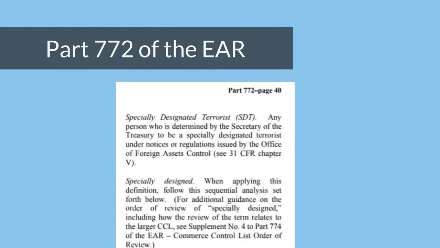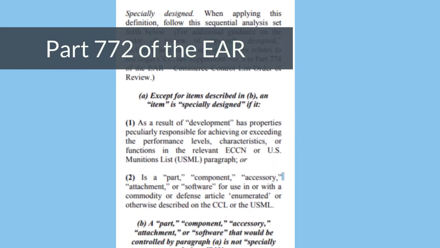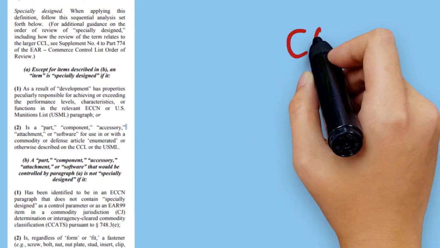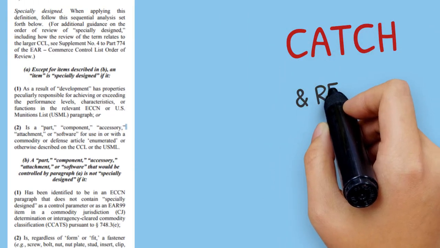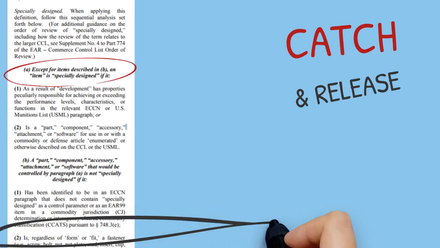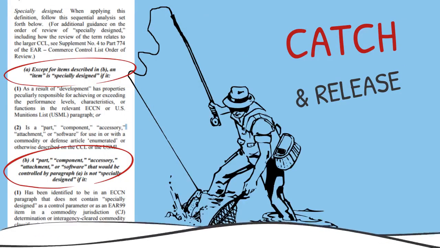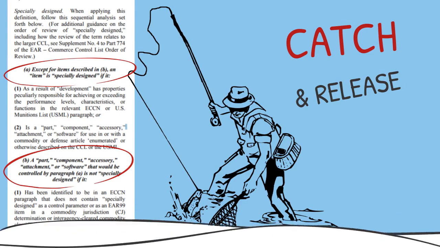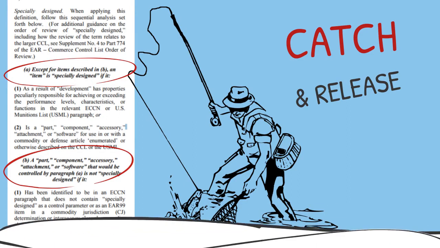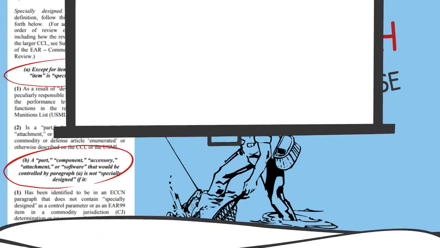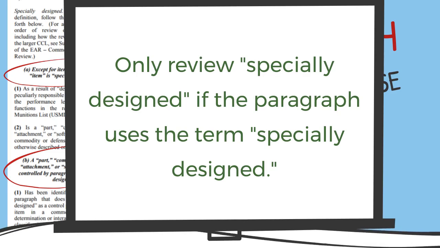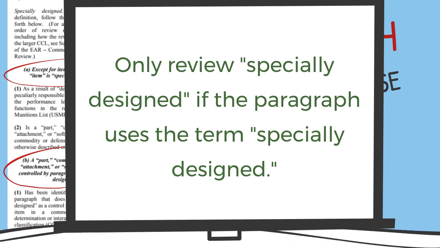The definition of specially designed is found in Part 772 of the Export Administration Regulations. It's based on a catch and release construct. We establish broad catches under Paragraph A and specific releases under Paragraph B. This structure utilizes explicit, objective criteria in order to produce consistent classification determinations. And remember, you only review specially designed if the paragraph you're reviewing uses the term specially designed.